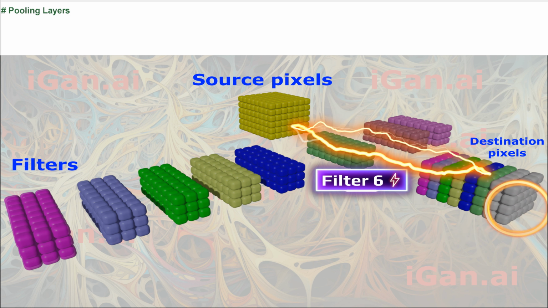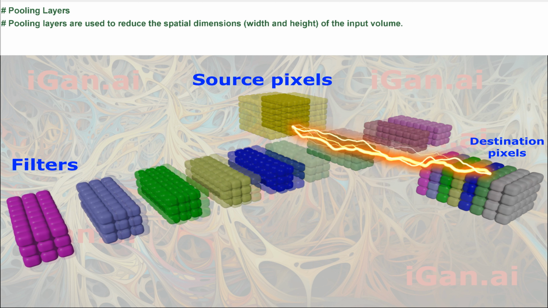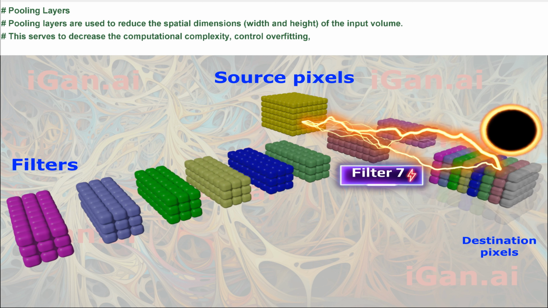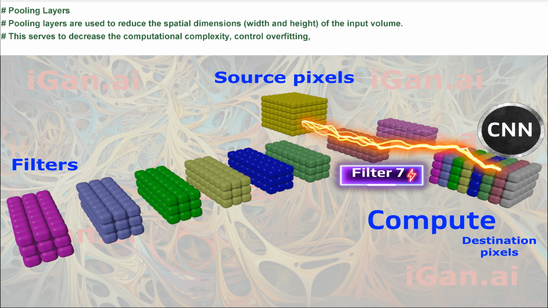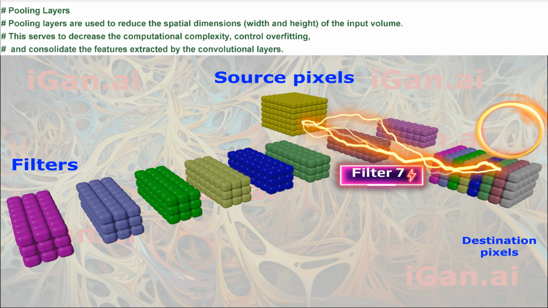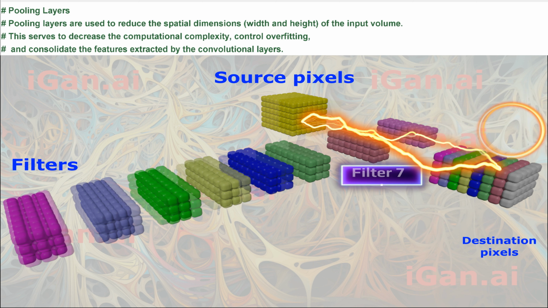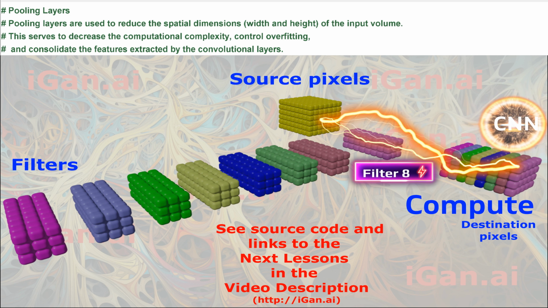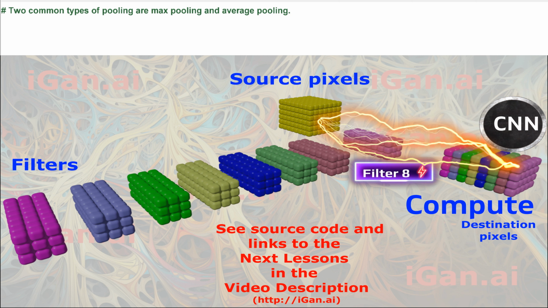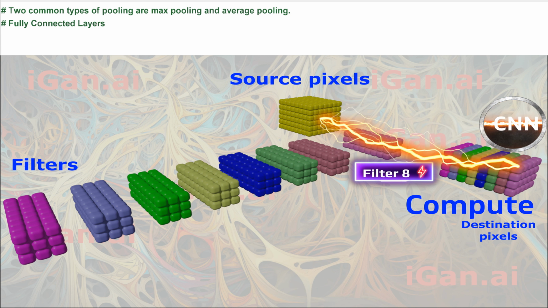Pooling layers. Pooling layers are used to reduce the spatial dimensions, width and height, of the input volume. This serves to decrease the computational complexity, control overfitting, and consolidate the features extracted by the convolutional layers. Two common types of pooling are max pooling and average pooling.